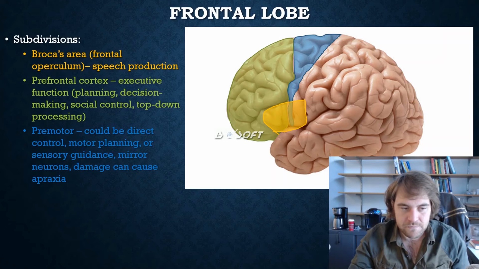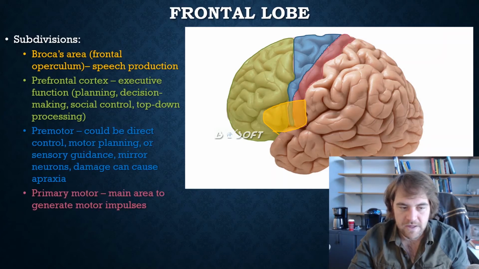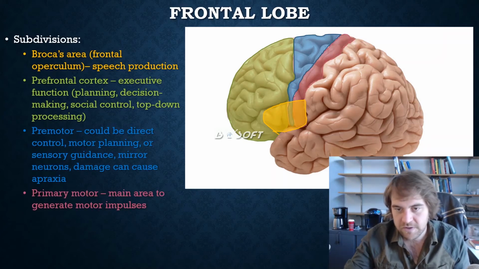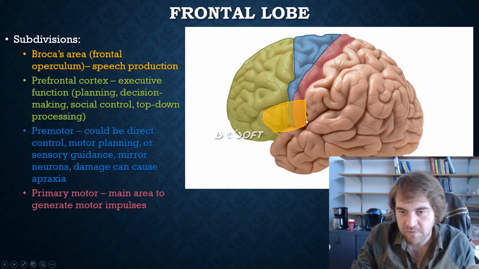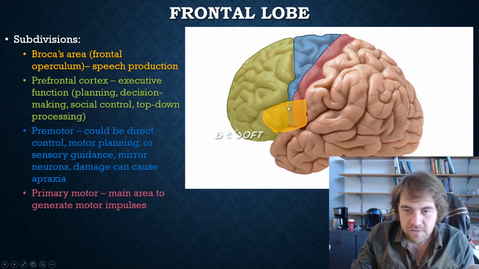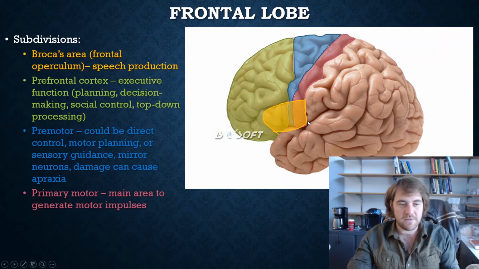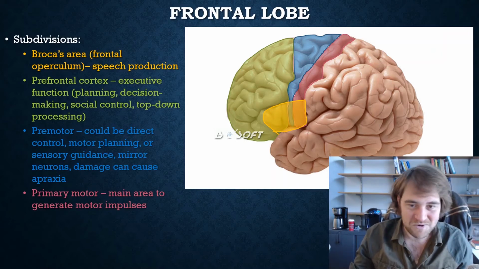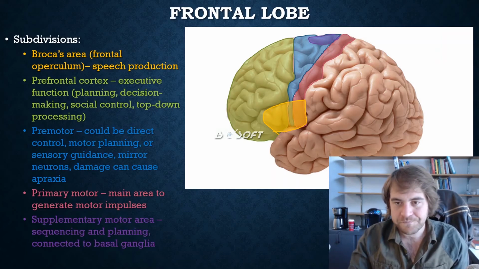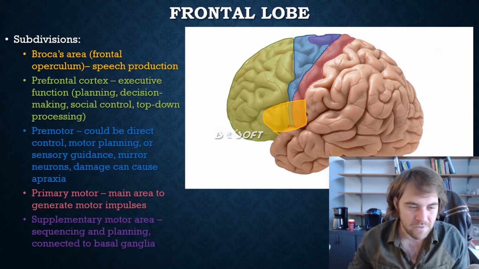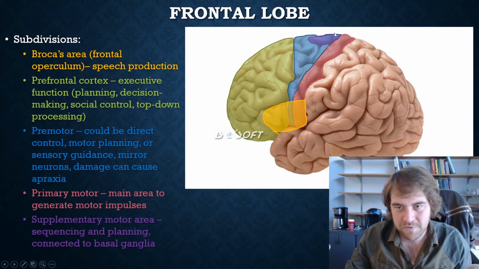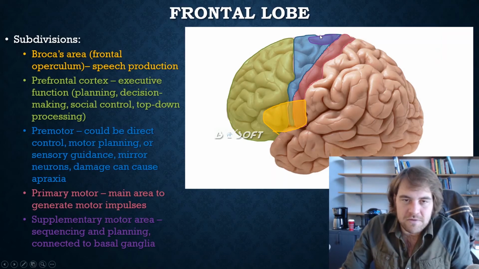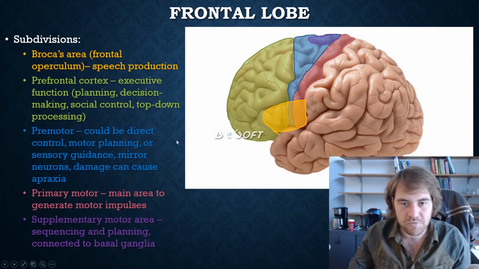And then primary motor right there. Like I was saying, Broca's area overlaps with this primary motor area for the mouth, the premotor area for the mouth, and also some of the prefrontal cortex as well. The primary motor is where all of your motor impulses are generated. And that's the frontal lobe. Oh, sorry. Supplementary motor area is up here at the top. And it's just another one that's involved in planning motor movements.